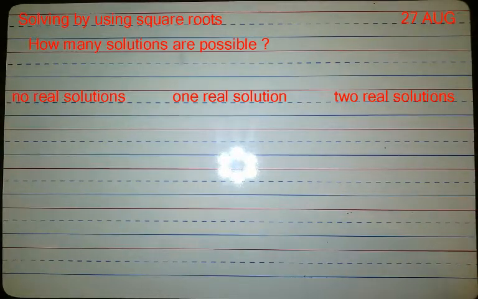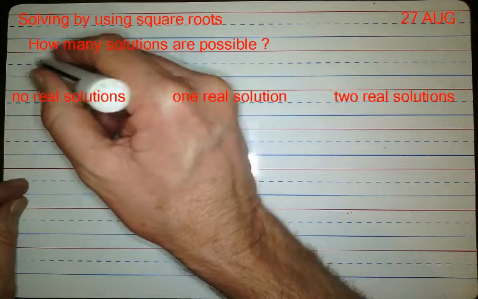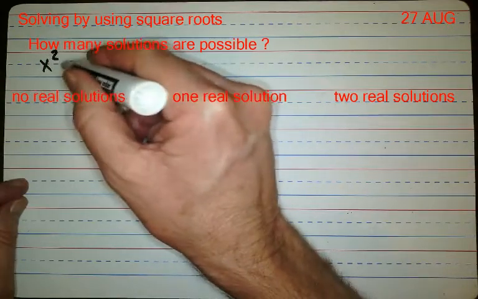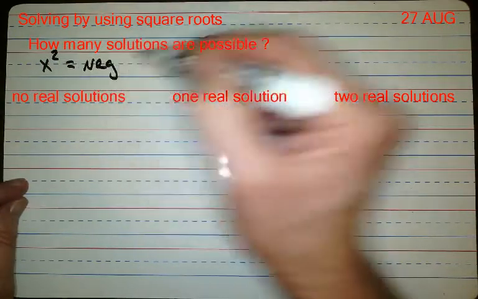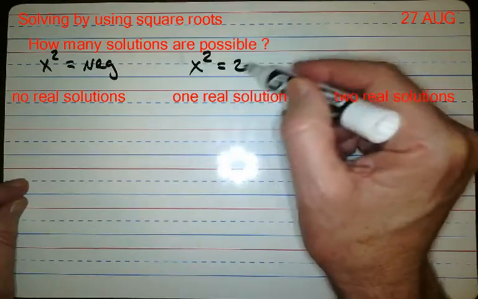Hi, it's the 27th of August and we are solving quadratic equations using square roots. So, first thing we have to know is how many solutions are possible. If we ever have it, there's three things that can happen. So let's write down those three things.